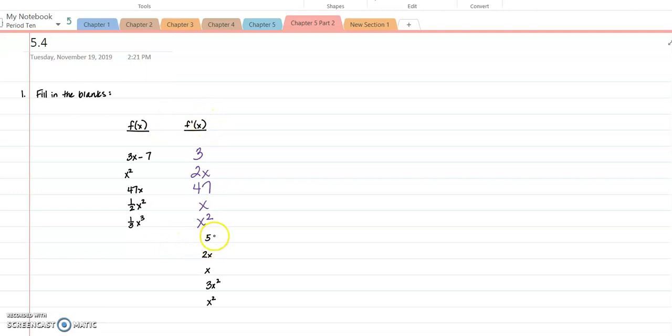And now when we go backwards, 5 has an antiderivative of 5x. 2x has an antiderivative of x squared. One of the ways to think about it is what function did it come from so that its derivative would be 2x. For the next one, if it's x, that comes from 1/2 x squared. The 3x squared comes from x cubed. And the x squared function comes from 1/3 x cubed. This should be a cubed.